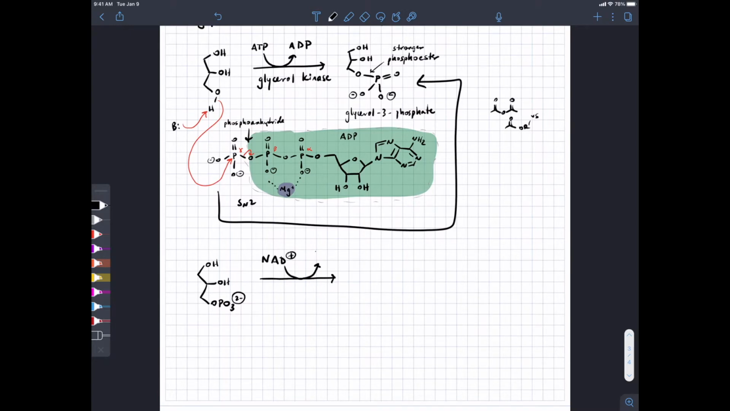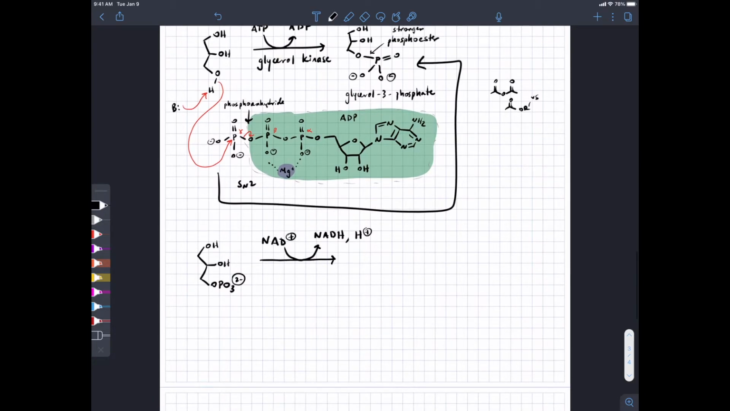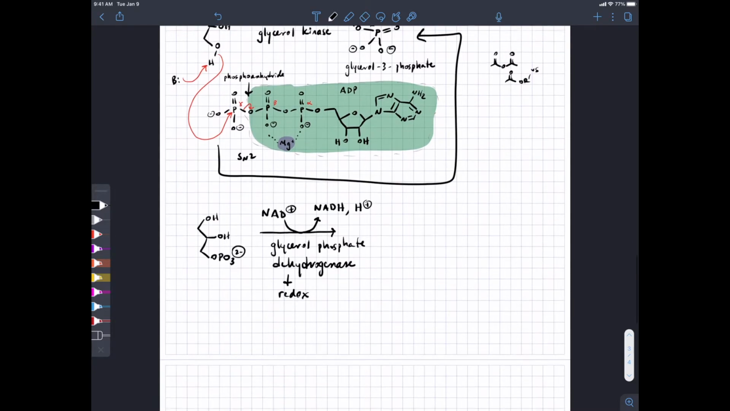And I'm going to write this the way biochemists do, even though we know there's no such thing as a proton floating around in water on its own. This enzyme is called glycerol phosphate dehydrogenase. And dehydrogenases are enzymes that catalyze redox reactions, oxidation/reduction reactions.